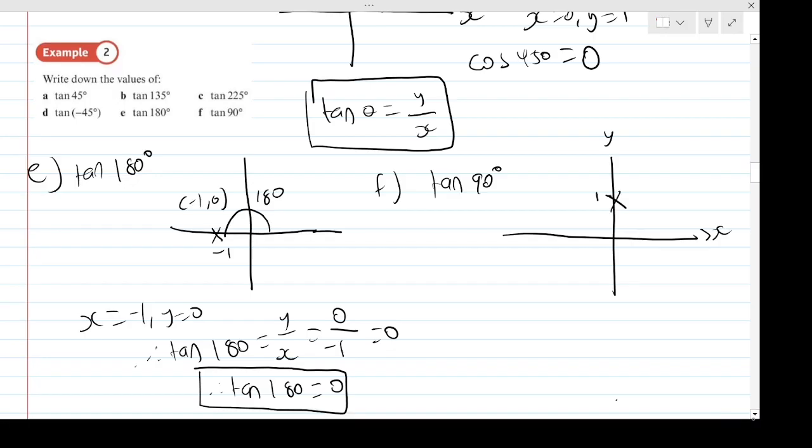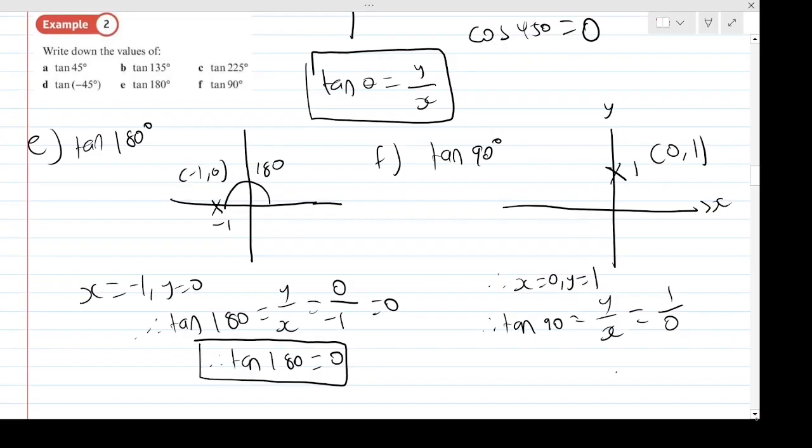So it's going to be positive 1 for y. So the coordinate then is going to be x is 0, y is 1, right? So therefore we can say x is 0, y is 1. So therefore tan of the angle 90 gets me y over x, which should be 1 over 0. Well, hang on, we can't divide by 0. So therefore tan 90 we call undefined. Okay, we cannot divide by 0.